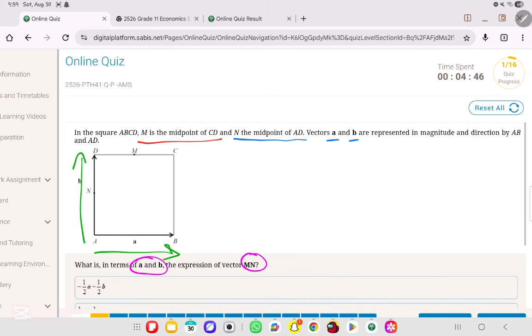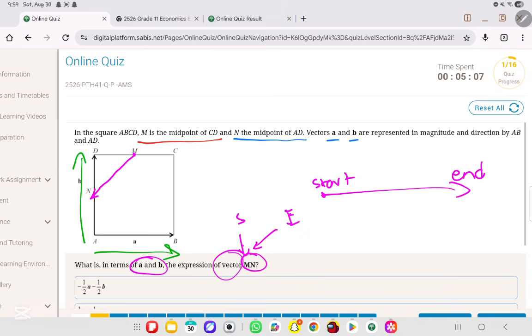Pay attention, they said vector. Vector means it has a starting point and an ending point. So for vector MN, usually the first letter is the starting point and the last letter is the ending point. So in this case, M is our starting point and N is our ending point. Now, there are two ways to do this. There's either the really smart and easy way to do this directly, which I'm not going to spoil yet, or there's the very long, complicated and unnecessary way that you can do.